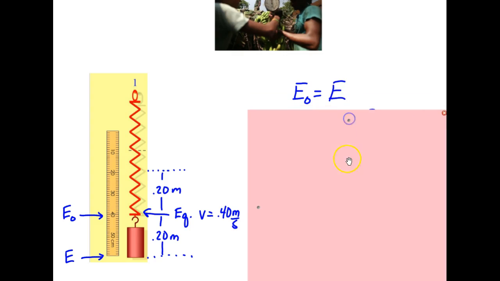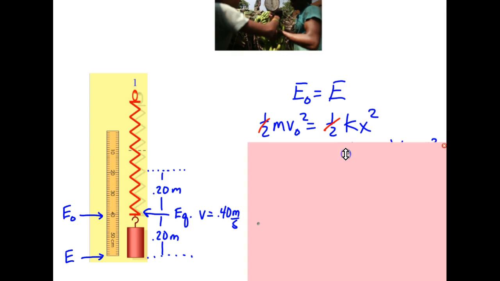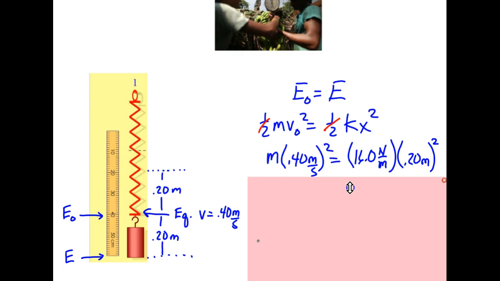So again, we start with our conservation of energy statement. Our kinetic energy at the equilibrium position becomes all elastic potential energy at the bottom of the oscillation. The halves cancel. We go ahead and substitute. We solve for the mass in this problem to be 4 kilograms.